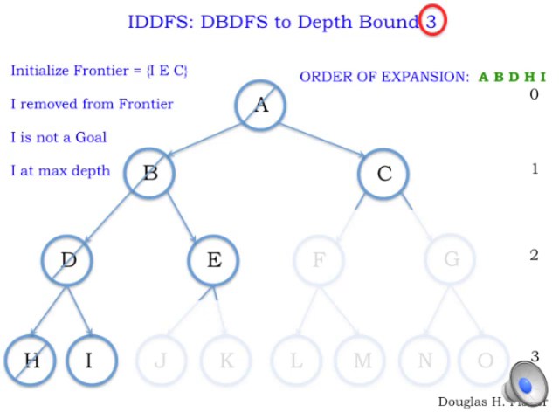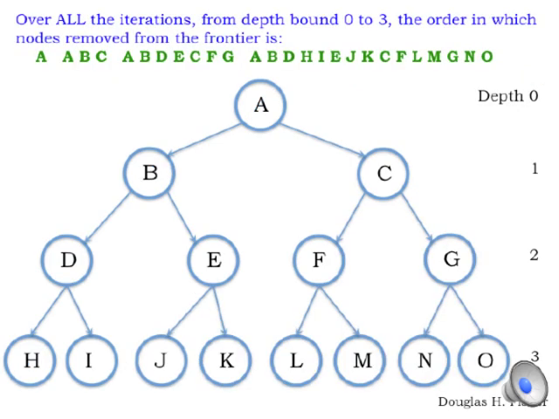At this point, I'm going to discontinue this example. You'll just notice that up until now, the order in which we've removed nodes from the frontier has been A, B, D, H, and I. And I'll let you continue that. You can pause it, and on the next slide, we'll see the complete order of node removal from the frontier, both for the depth-bounded search to 3 as well as the entire iterative deepening depth-first search.